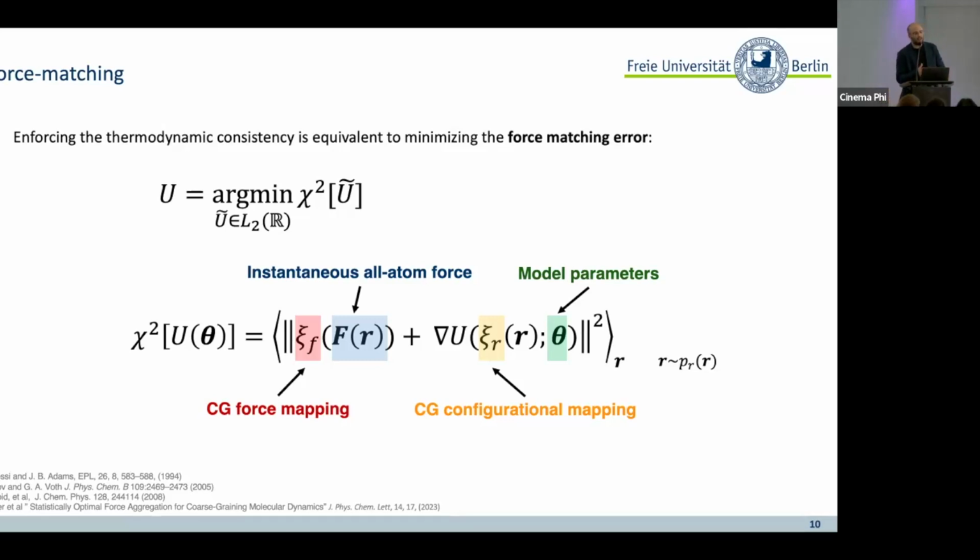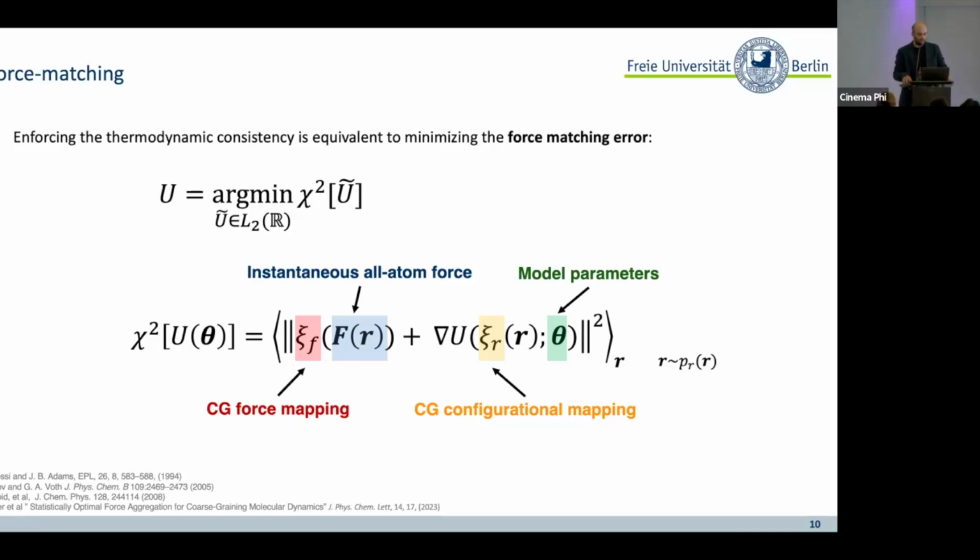But basically, the idea is that you are measuring the difference between the forces generated by your CG potential, which are given by the gradient of your coarse-grained energy, and the atomistic forces mapped onto some coarse-grained representation by some operator that you define given the coordinate mapping operator. Theoretically, we know that the absolute minimum of this functional is the exact coarse-grained potential, the exact potential of mean force, as it is also called.